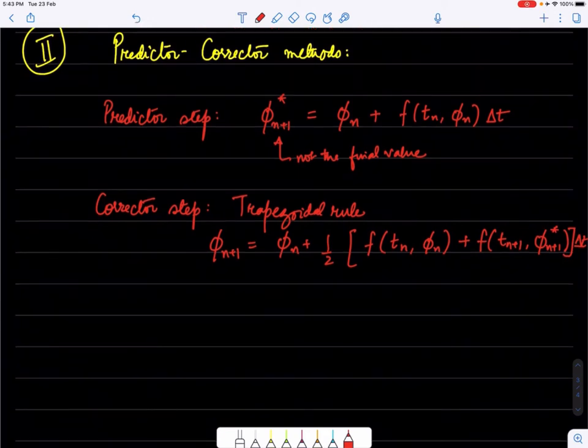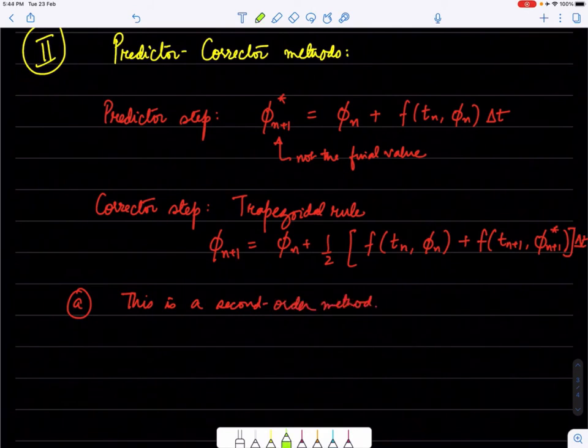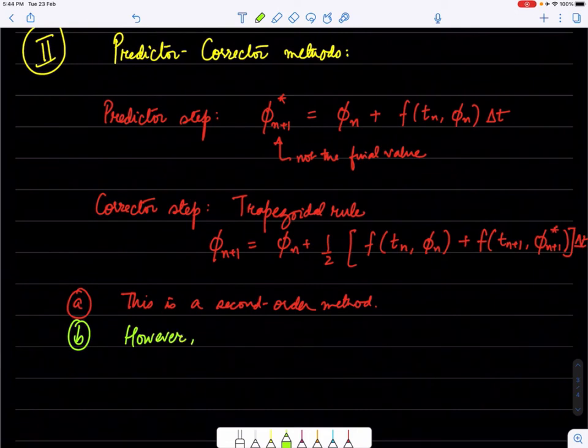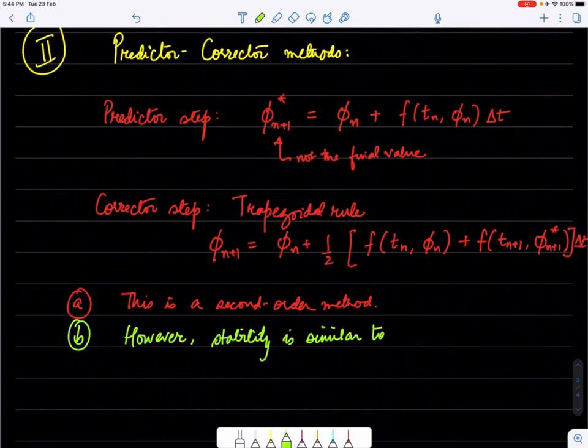Now the advantage is this is a second order method. However, this method is not very stable. So this method has a stability which is similar to the forward Euler method.